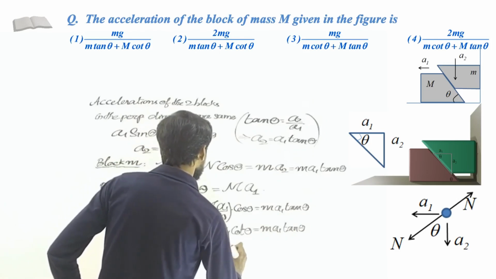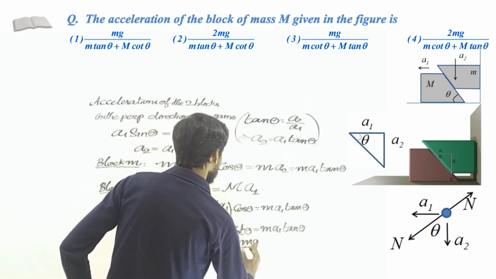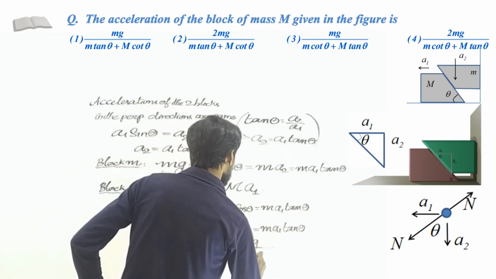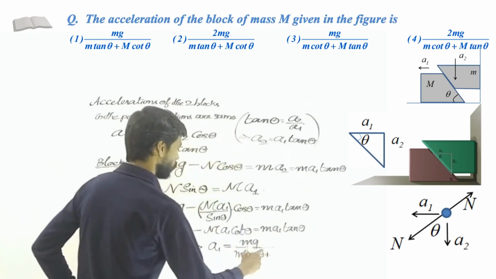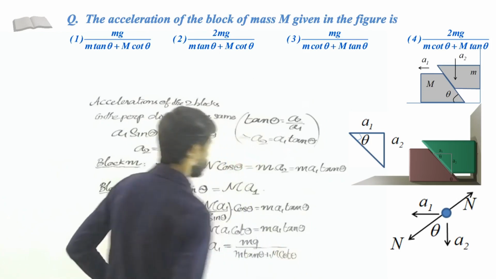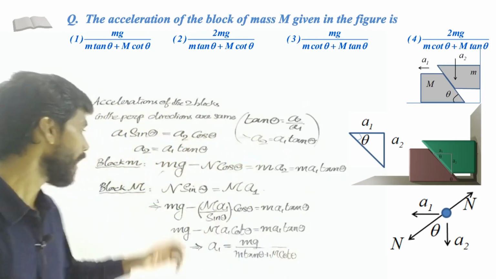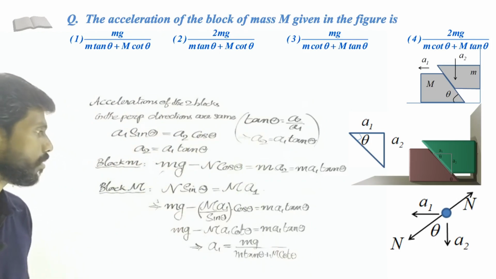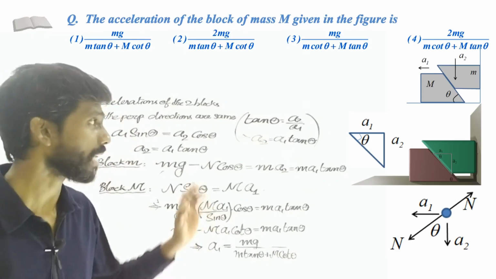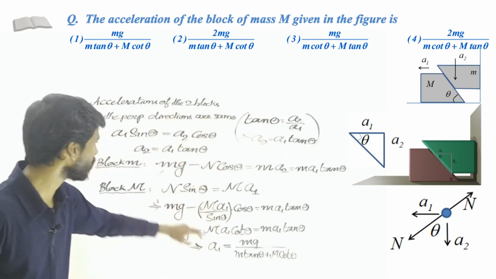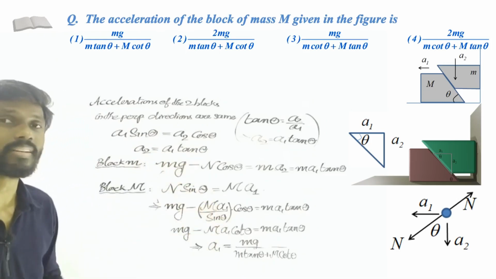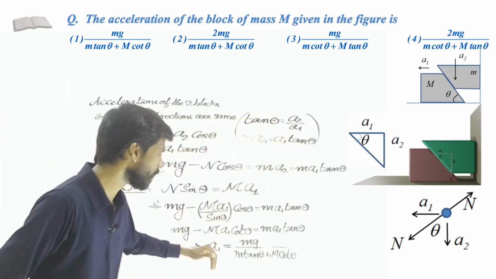So a1 equals mg divided by, so this one, m tan theta plus this value, m cot theta. Okay, so that is our required acceleration, mg divided by m tan theta plus m cot theta. Now, this is a1. Now if you want a2, the acceleration of the other block, that can be easily found. You can simply substitute this a1 here. So simply multiply the whole expression by tan theta. You will get the acceleration of the other block also. So that is our required answer.